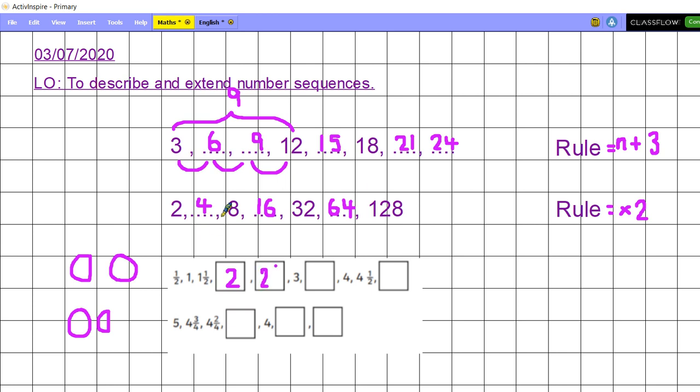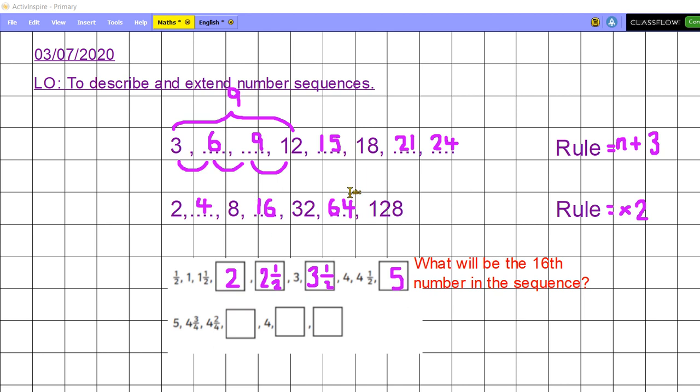2.5. Okay, I'd like you guys to finish this sequence for me. Off you go. Okay, so hopefully you've now completed the sequence. I've completed it just by going up in halves. I've actually moved on and I've given you a bit of a challenge question for this. What will be the 16th number in the sequence?